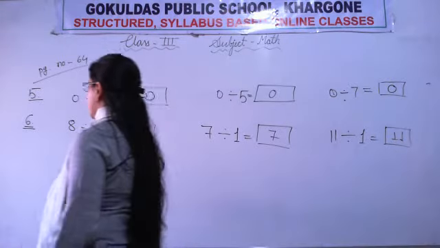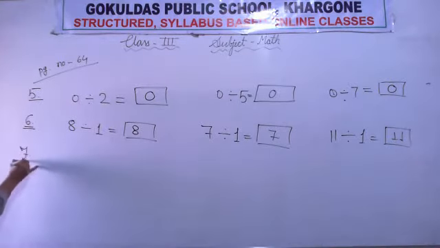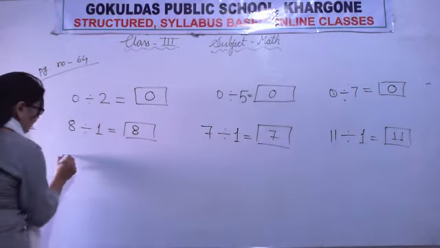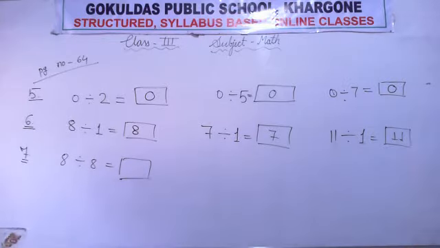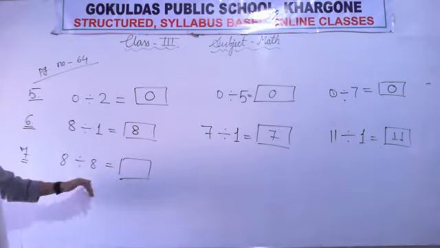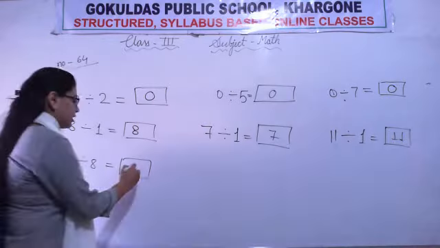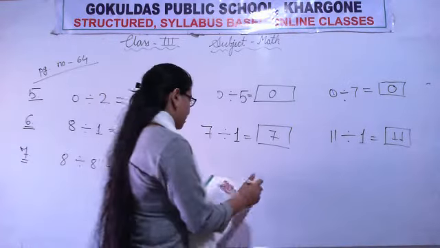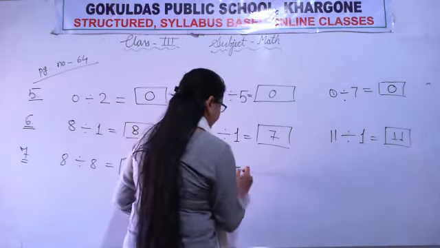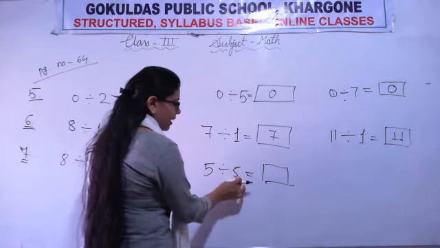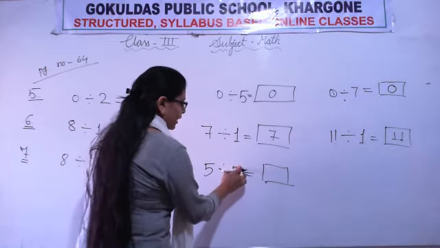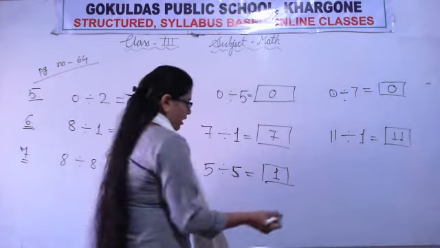Now the next is number 7. 8 divided by 8. Now the next property or fact we can say is that any number divided by itself gives 1 as quotient. So here 8 is getting divided by 8 itself. So 1 will be the quotient. The next one is 5 divided by 5. Once again, the number is getting divided by itself. So 5 divided by 5 will be 1.